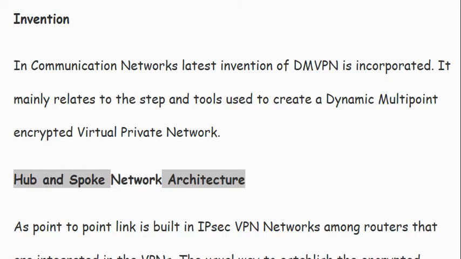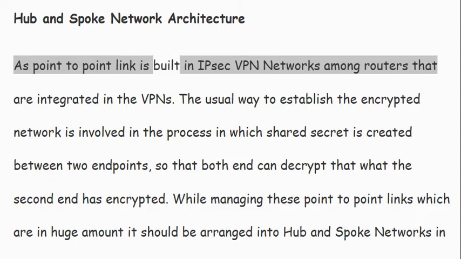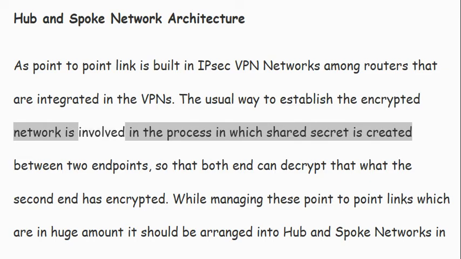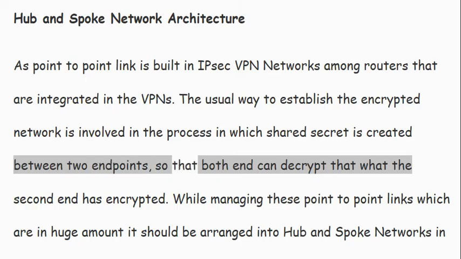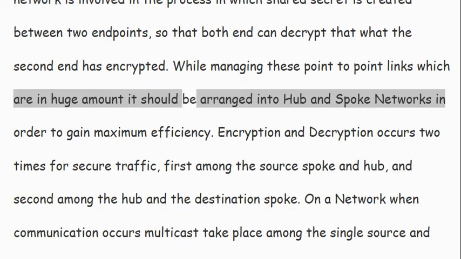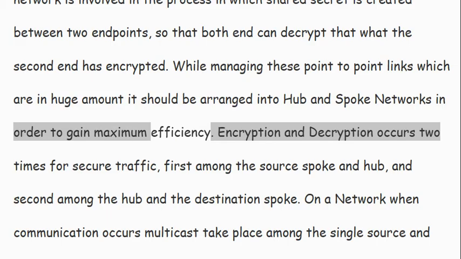Hub and spoke network architecture. A point-to-point link is built in IPsec VPN networks among routers that are integrated in the VPNs. The usual way to establish the encrypted network involves a process in which a shared secret is created between two endpoints, so that both ends can decrypt what the other end has encrypted. While managing these point-to-point links, which are in huge amount, they should be arranged into hub and spoke networks in order to gain maximum efficiency.